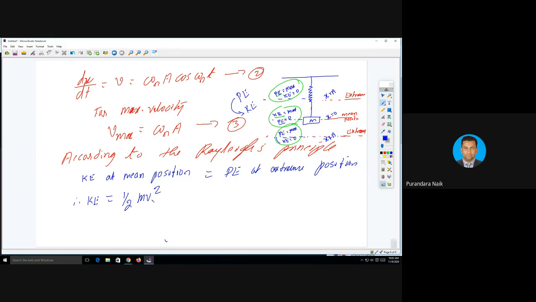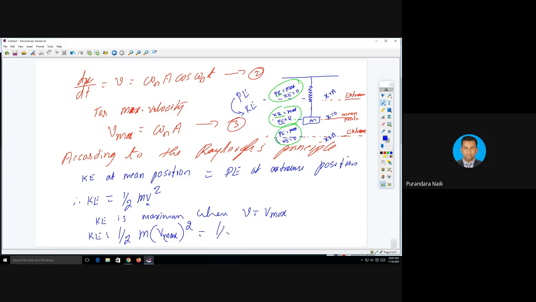So where will the kinetic energy be maximum? Kinetic energy is maximum when V is equal to V max. If the velocity is maximum, automatically the kinetic energy is also maximum. What is the V max equation? So kinetic energy is equal to half into m V max square.